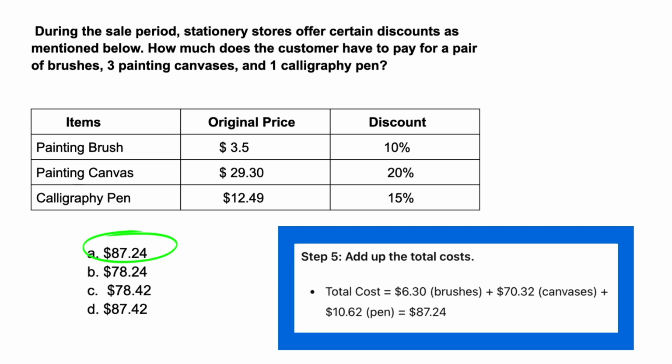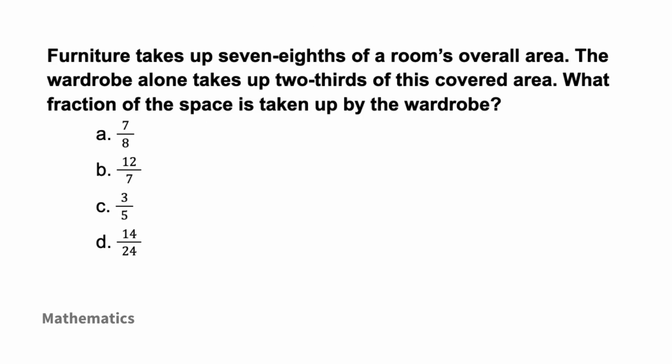Finally, we need to add up these costs. $6.30 plus $70.32 plus $10.62 is going to give us a sum or a total of $87.24. Is that what you got? All right, great. Let's move on.